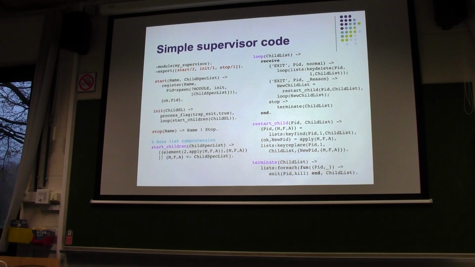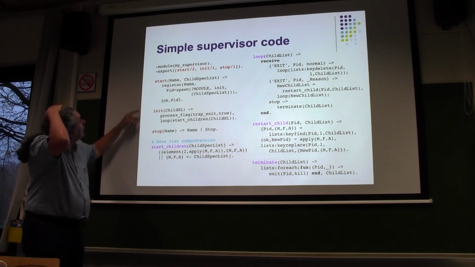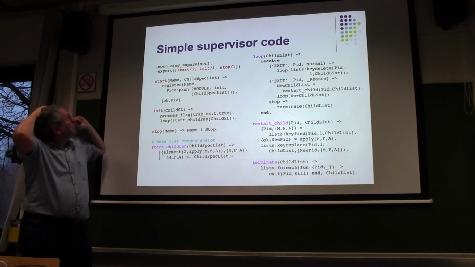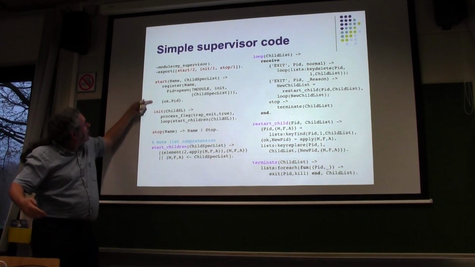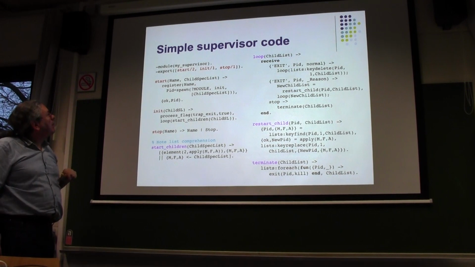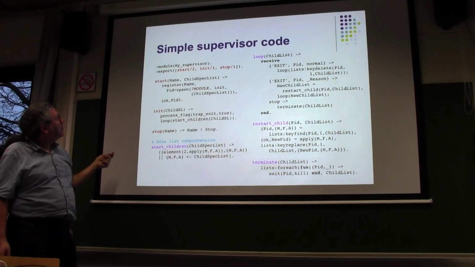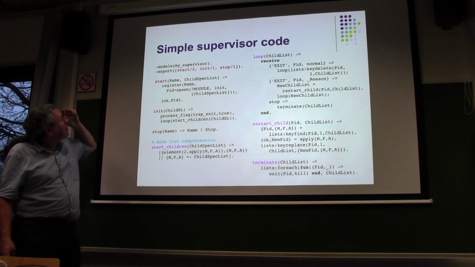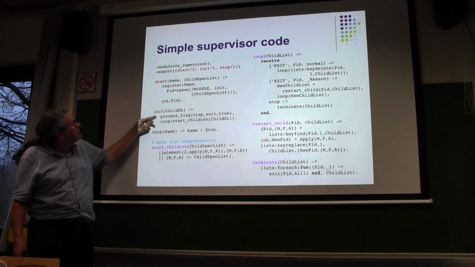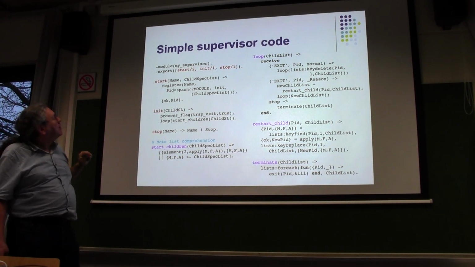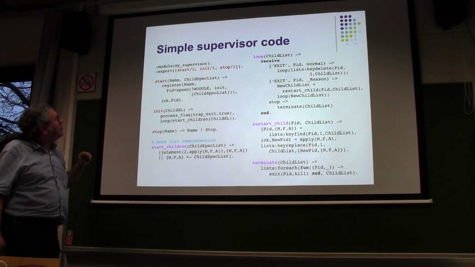So here's the code. This is the complete code, and I'll explain how it works. This is a module, I call it my_supervisor. It has three functions that are exported. Start, which starts up all the children. Init, which initializes the loop. Normally you don't need to call this one, but it's also exported, just in case. And this one is the stop. Okay. So how does it work?